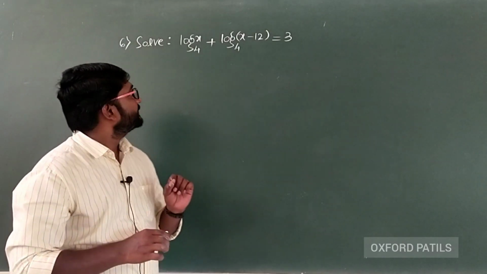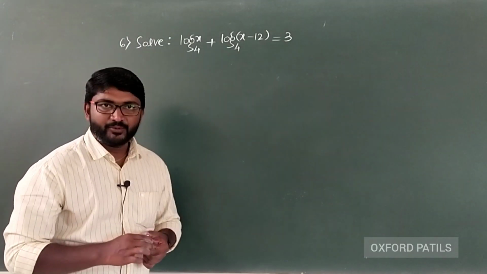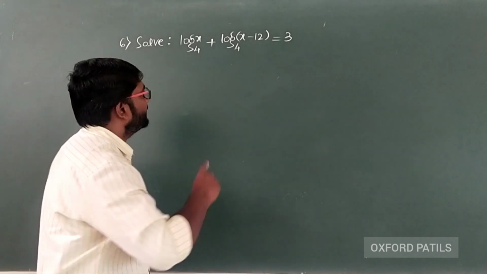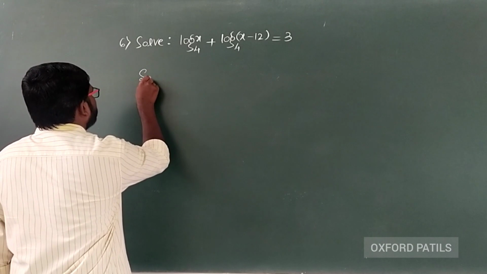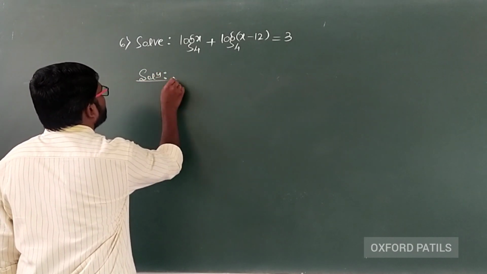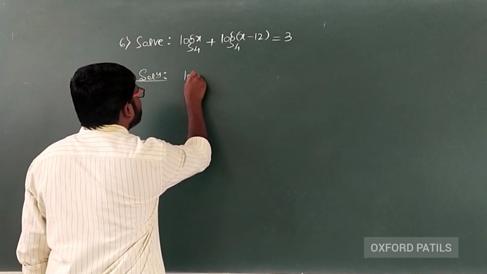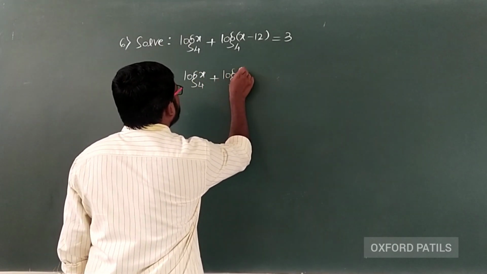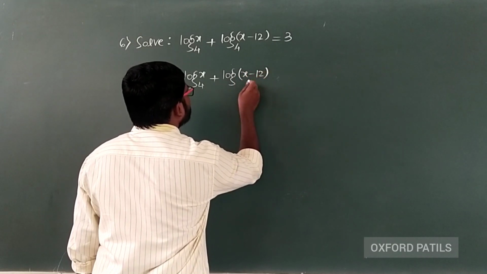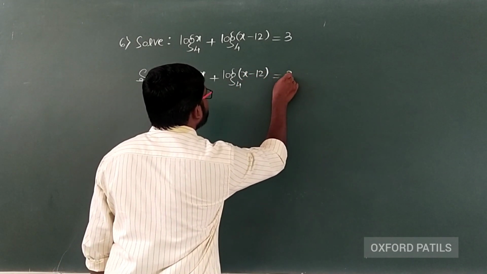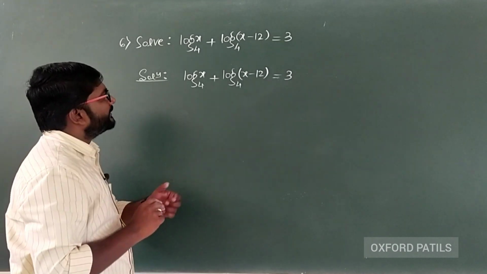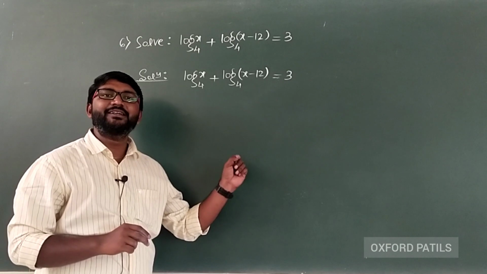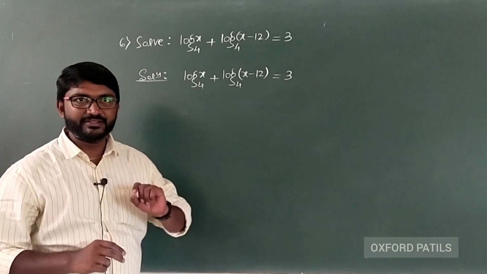Number 6, it is: solve log x to the base 4 plus log x minus 12 to the base 4, which is equal to 3. So we will have to find the value of x here. Write the given question. Now observe the LHS here. It is in the form of log x to the base a plus log y to the base a. In that case we can write that as log xy to the base a.